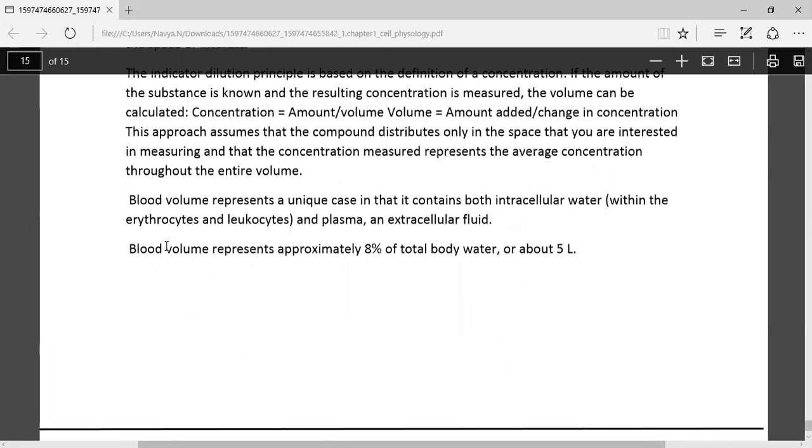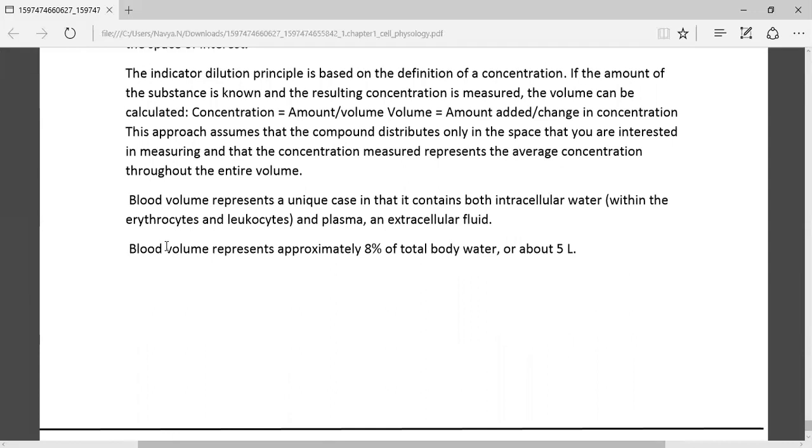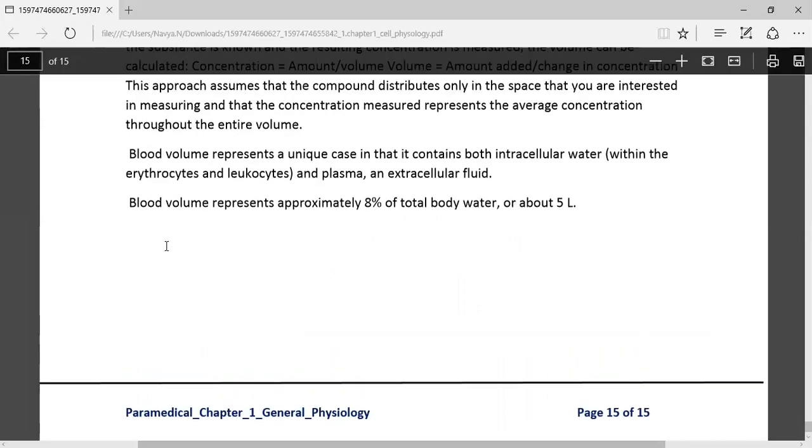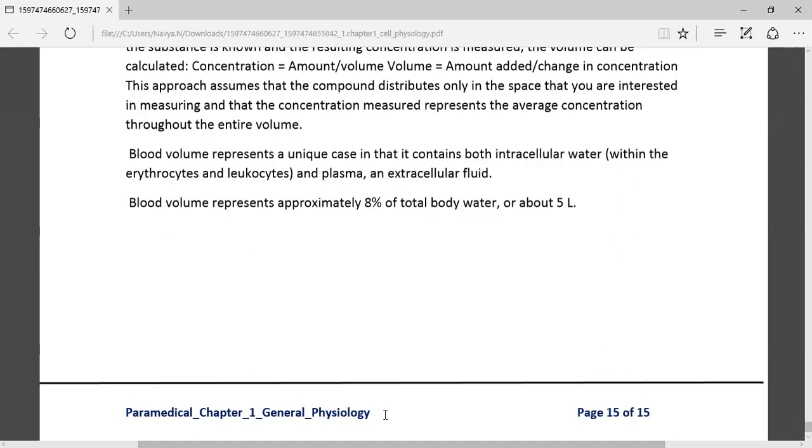The blood volume represents a unique case here, as it contains both intracellular water and extracellular fluid. The blood volume represents approximately 8% of the total body water, or about 5 liters. So that completes the first chapter, the general physiology, for the paramedical students of the second year.